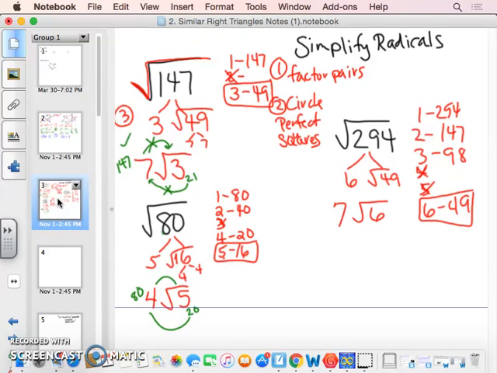And then I can check my answer by doing 7 times 6, which is 42, and then 42 times 7, which is 294. And since I ended up where I started, I can check this out.